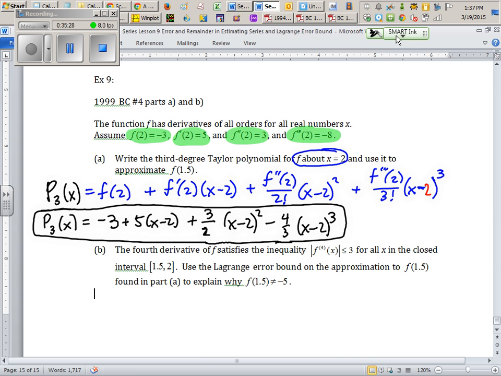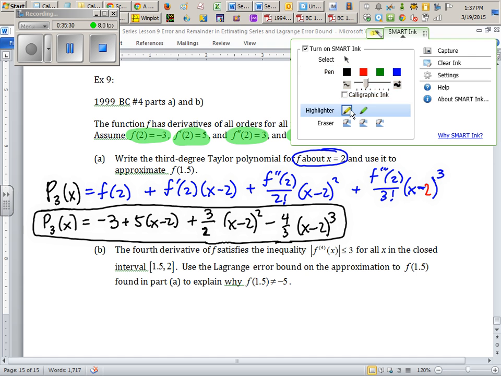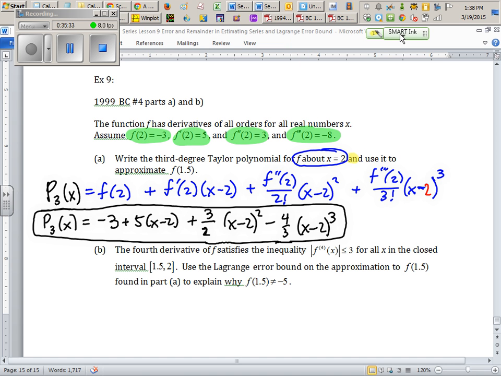Okay. They also asked us to do something else, so don't miss this. I almost missed this. They're asking 2 questions in one. It says, and use it to approximate f of 1.5. Actually, at first I skipped right over that. I didn't even see it. But basically, f of 1.5 could be approximated by finding P3 of 1.5.